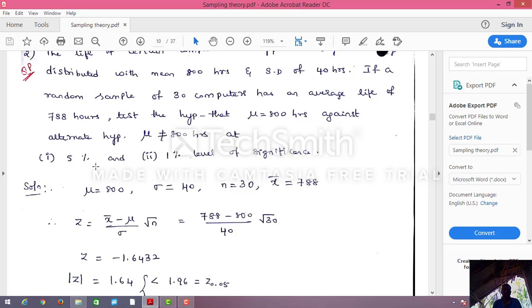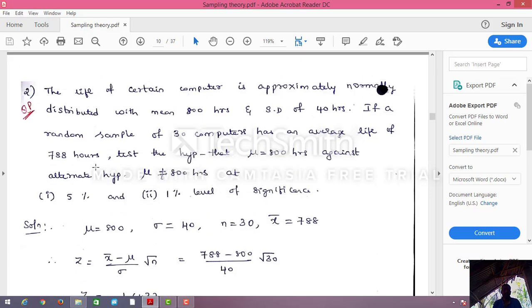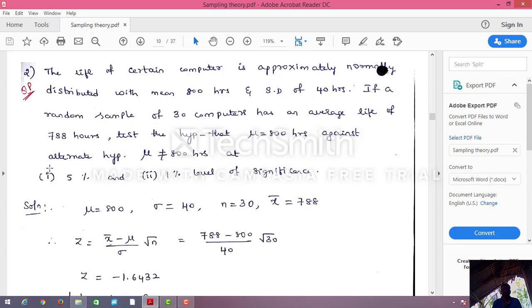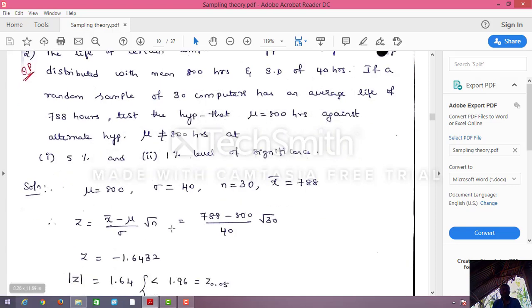Now, if you see here, what is given: mu is the mean, which is 800, and sigma, the standard deviation, is 40. And n is 30. What is x bar? X bar is 788 hours. Now z equals x bar minus mu divided by sigma divided by root n. What is the x bar value I substituted? What is the mu value I substituted?